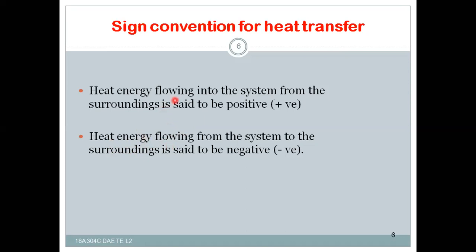So the first one is positive: if the heat is flowing into the system, it is heat supplied to the system, which is positive. Whereas if the heat is flowing from the system to the surroundings, meaning heat is released from the system and enters the surroundings, then it is negative. That means heat is rejected by the system to the surroundings. This is the sign convention for heat transfer.